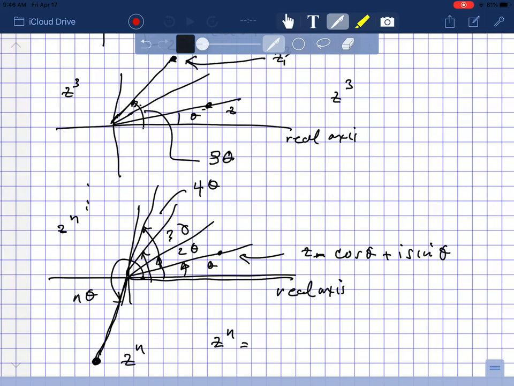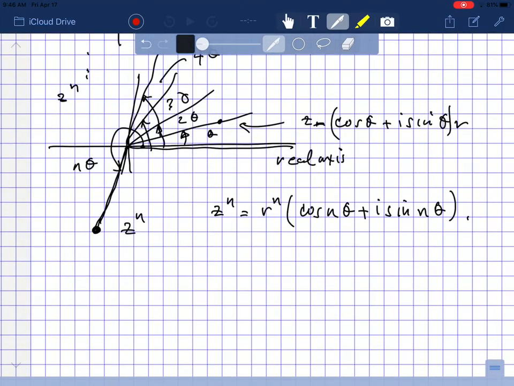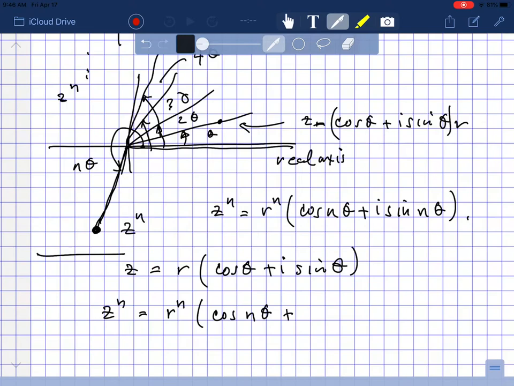So my z to the n is just going to be r to the n. I should have an r up here. r to the n times the cosine of n theta plus i times the sine of n theta. So in general, just to reiterate, if I have z equal to r times the cosine of theta plus i times the sine of theta, then z to the n power is going to equal r to the n times the cosine of n theta plus i times the sine of n theta.